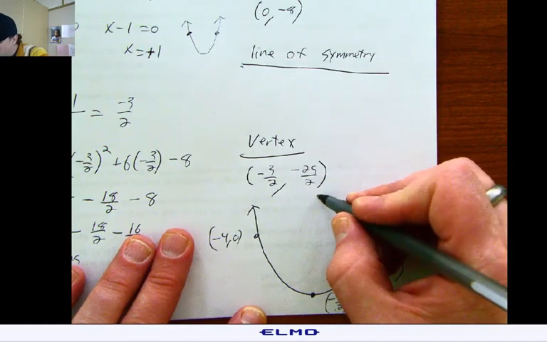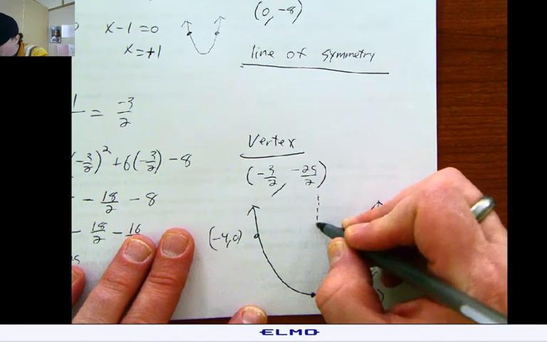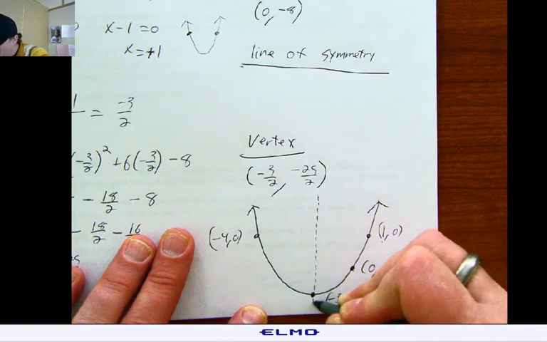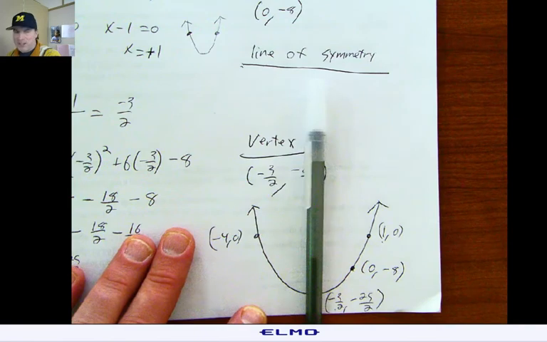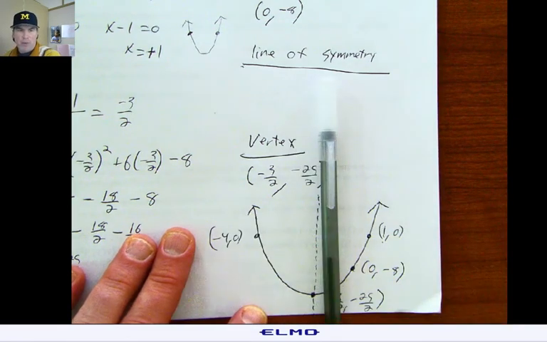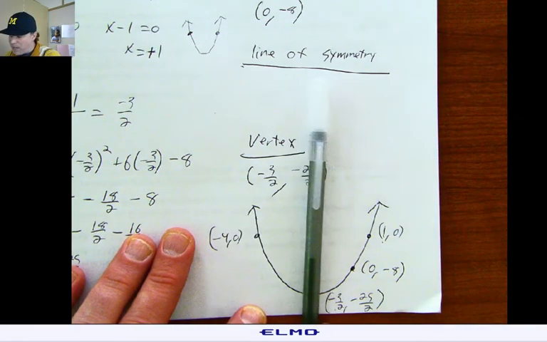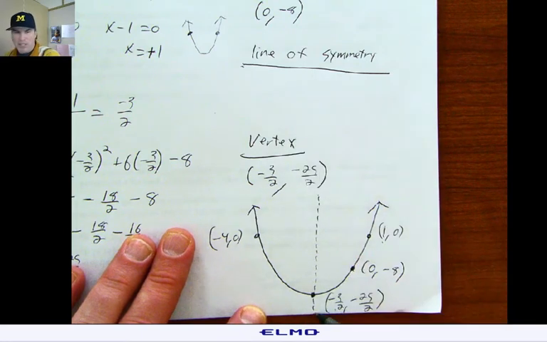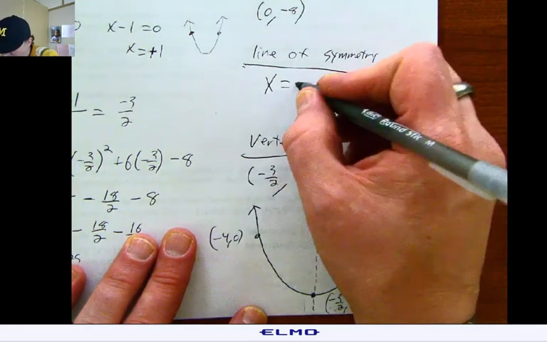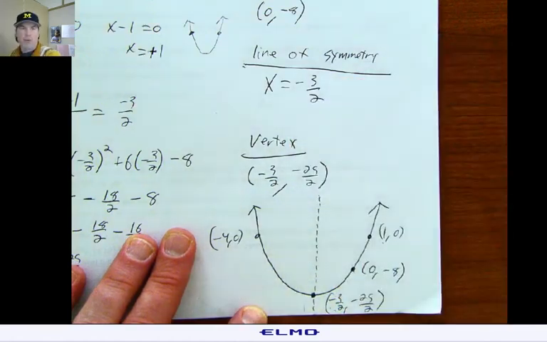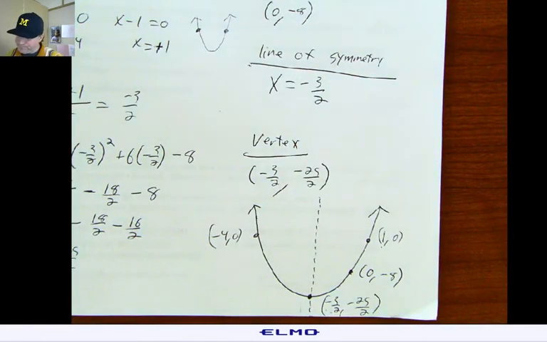Line of symmetry is essentially an imaginary vertical line. So we make it dotted, and it passes through the vertex. That lets you know that the left and the right side of the graph would be completely balanced. It's always going to pass completely through the vertex. And this is the x-coordinate, which is the vertical line. So the line of symmetry in this case is x equals -3 over 2. Okay, that was how I'd go about solving this problem.